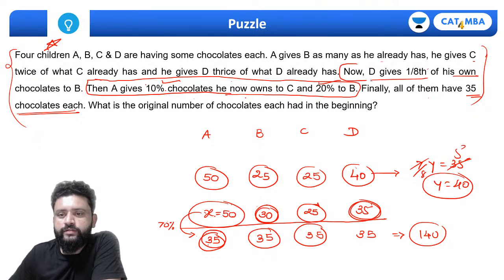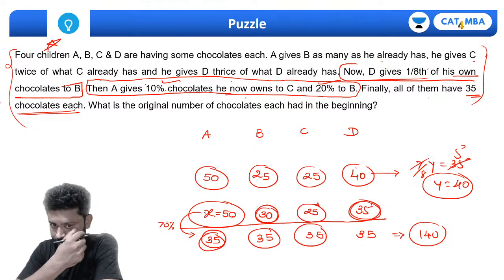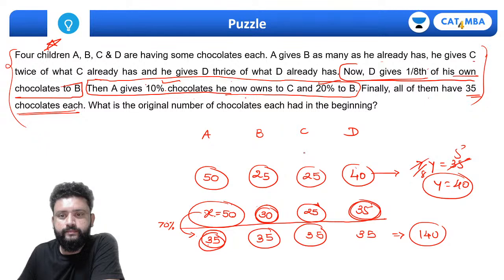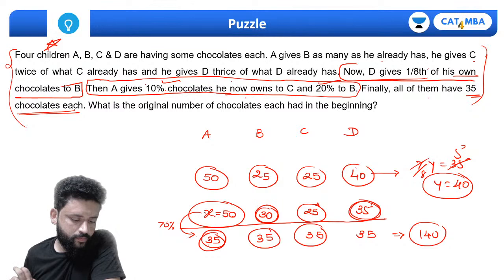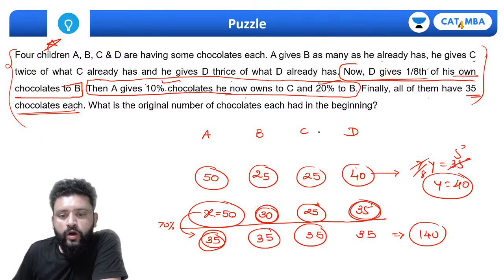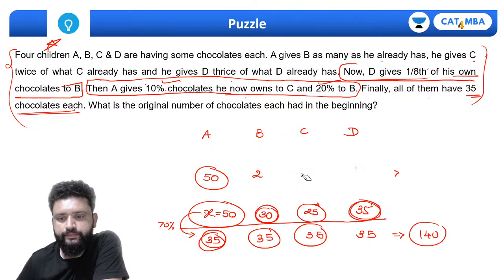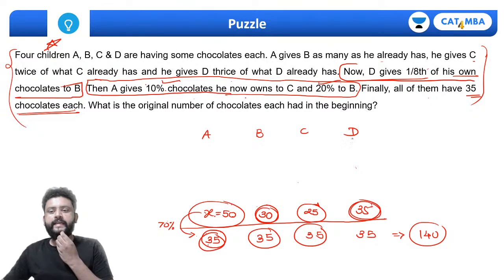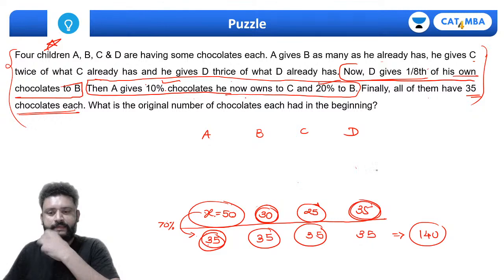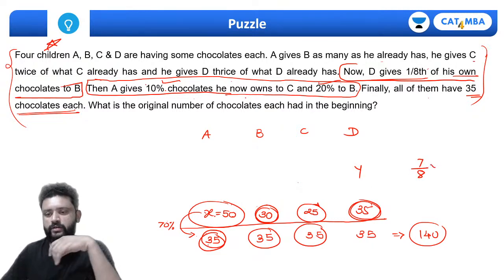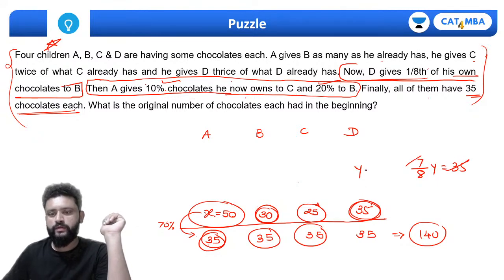$50, $50, $140. D gives the 1/8 of his chocolates to B. ओके, बी में 20 होगा। जस्ट अ मिनट। जस्ट लेट मी चेक वंस। D gives 1/8 of the chocolate to B. So 7/8 of y is 35. This has to be 40.